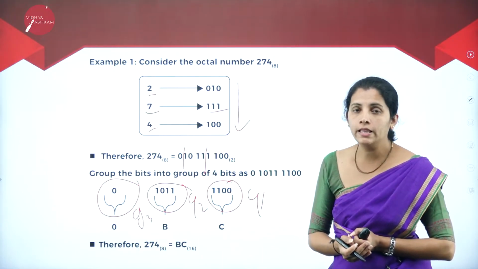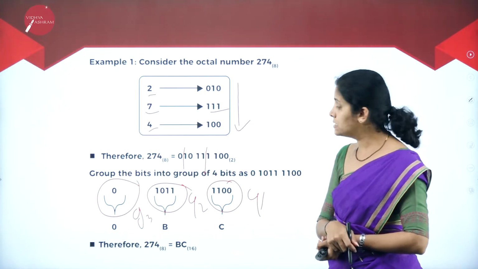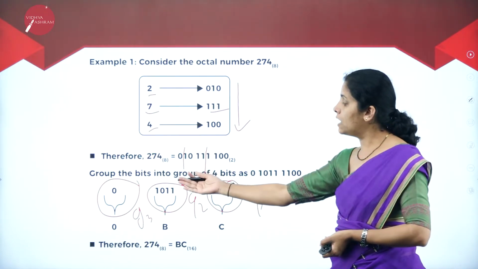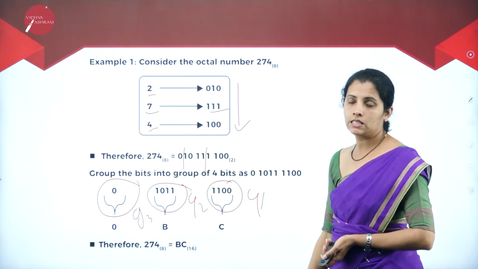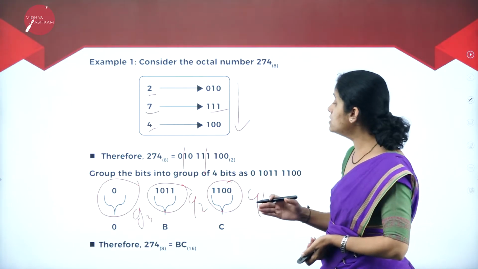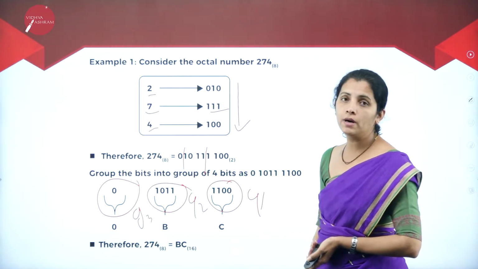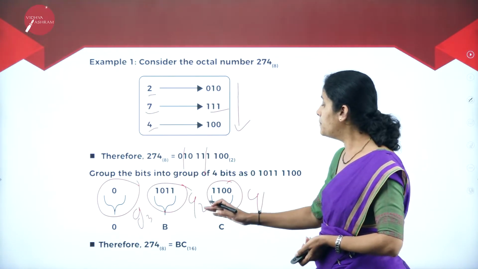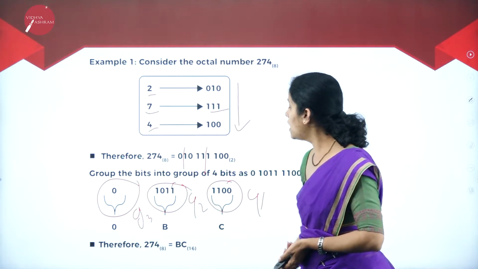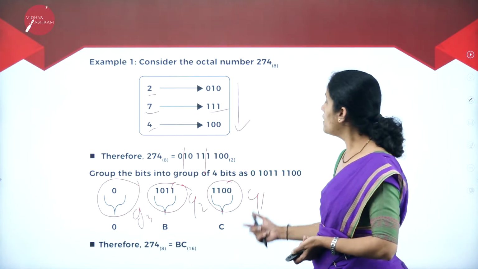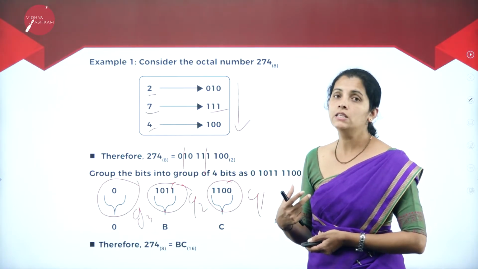Now I'm going to write the hexadecimal equivalent. So it is 12. 12 is nothing but C, and it is 11. 11 is nothing but B, and 0 I'm going to represent as it is. So what is the hexadecimal equivalent for the octal number 274? It is BC. Here BC. So that is nothing but 11 and 12. So I'm going to represent 11 and 12 in the form of B and C.